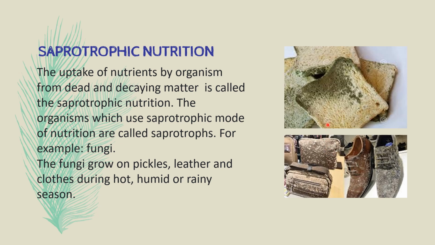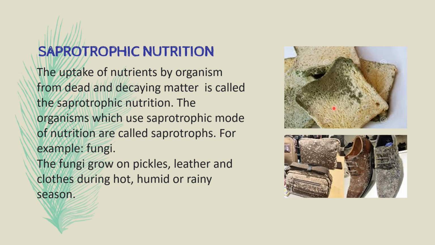These are called saprotrophs. Okay, these are some organisms. Now we just see the definition. The uptake of nutrients by organisms from dead and decaying matter is called saprotrophic nutrition. Okay, so these are some saprotrophs, and this bread is not fresh. This is stale bread. So these saprotrophs take the food from this decaying or dead matter.